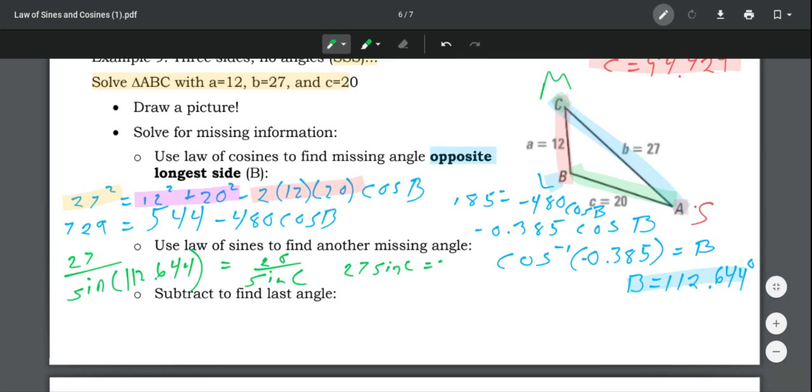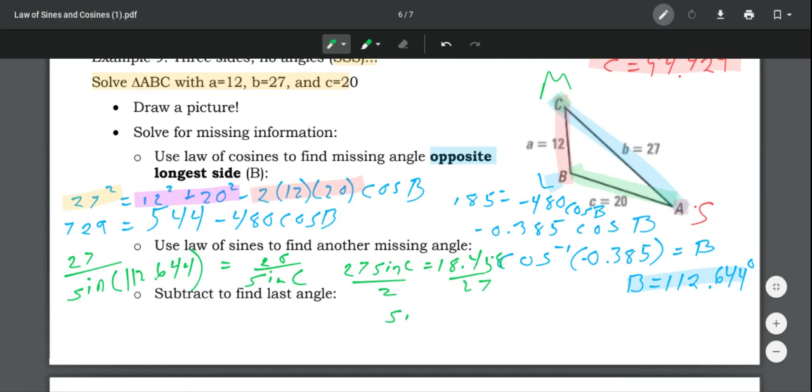If I plug that in my calculator, that is going to be equivalent to, in this case, positive 18.458. Remember, I got that 18.458 by just plugging in sine of 112.644 times 20. Now that I have that, I'm going to divide both sides by that 27.